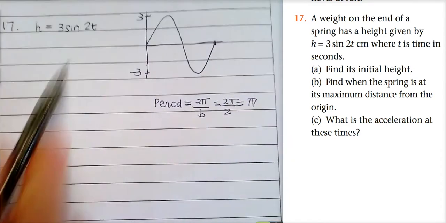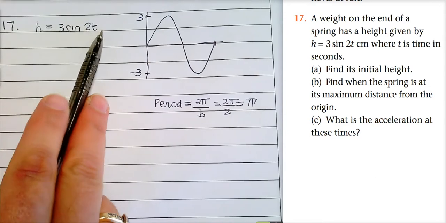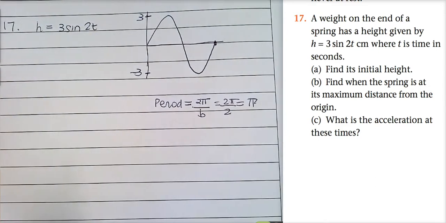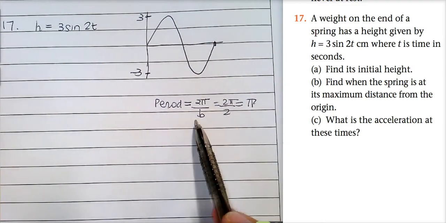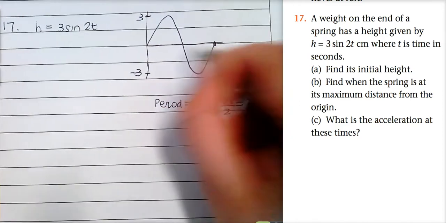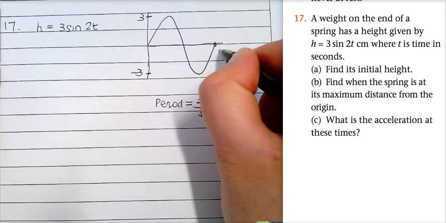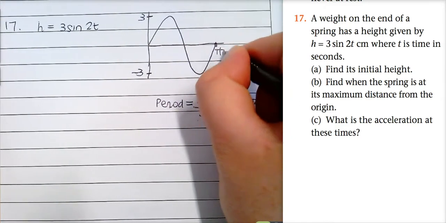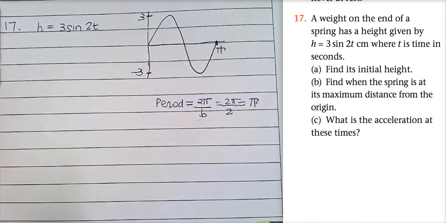Now you can think of this in two ways. You can think of the 2t or 2x as I can fit 2 of them in the normal space. Or you do 2 pi on b, which is 2 pi on 2, so the period's pi. So instead of going 2 pi here, what do I put here? Pi. I'm not saying you have to draw it for this question. You don't have to.